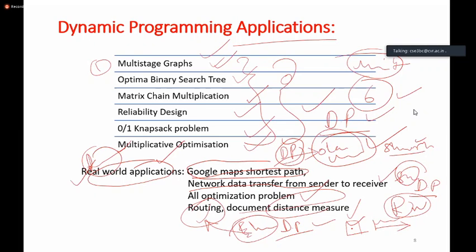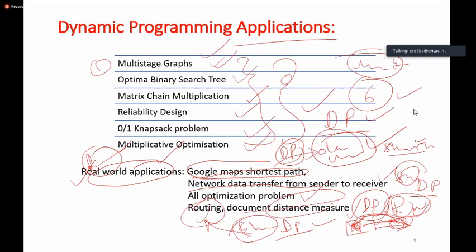I submitted one document, and they have their own document. They will compare this document with that document. How may they compare? They are not going to compare each and every element. They may calculate the distances between the terms, and then they will compare the distances. For that purpose also they may use dynamic programming.